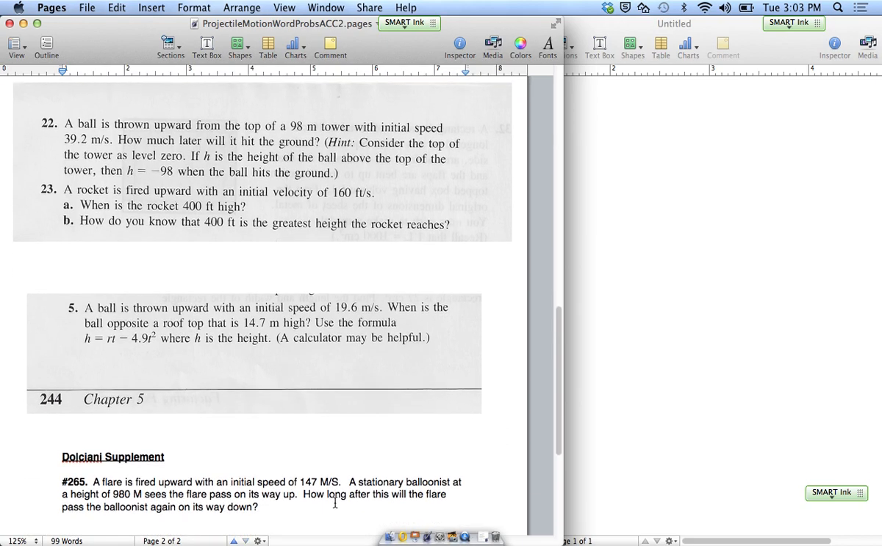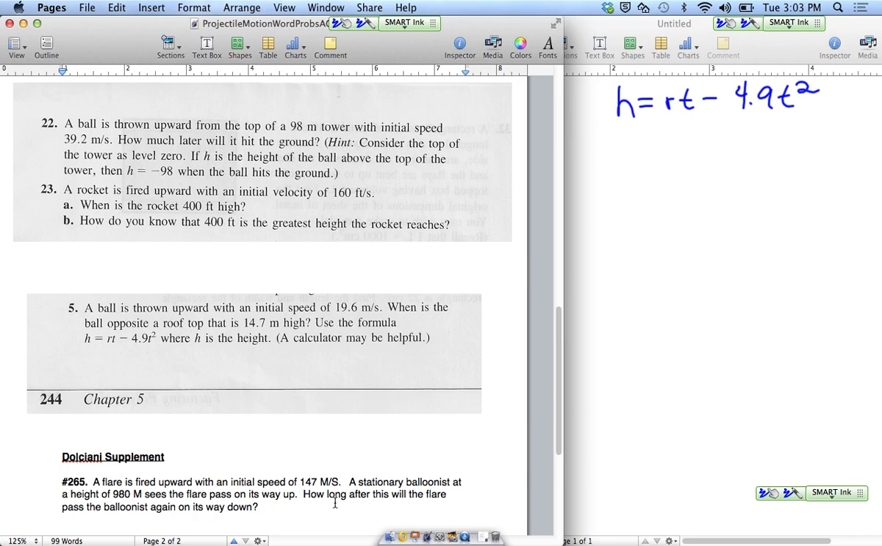Number 22 is slightly different because the ball is not thrown from the ground. The ball is thrown from a tower above the ground. But the problem gives you all of the information you need in order to solve this. So we're in a meters problem. So the formula that we would need would be the formula with the 4.9.